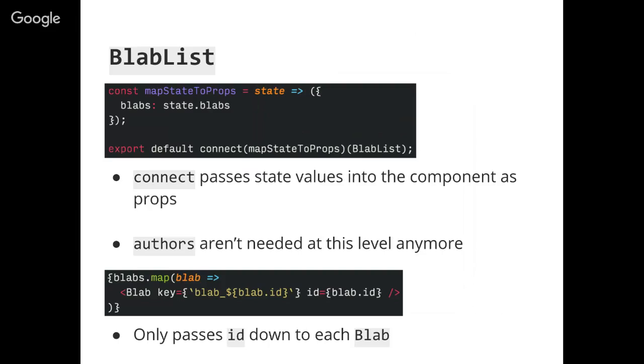The code now looks like blab ID. At the blab list level, we don't need to know what the text of each one is. We don't need to know what the author of each one is. That sort of stuff is not necessary because every individual blab is going to request the information it needs. But each blab does need to know specifically what its ID is. So let's see how that works.